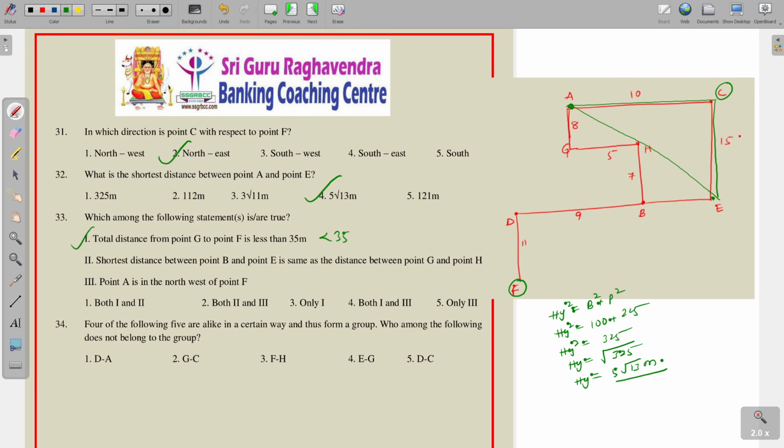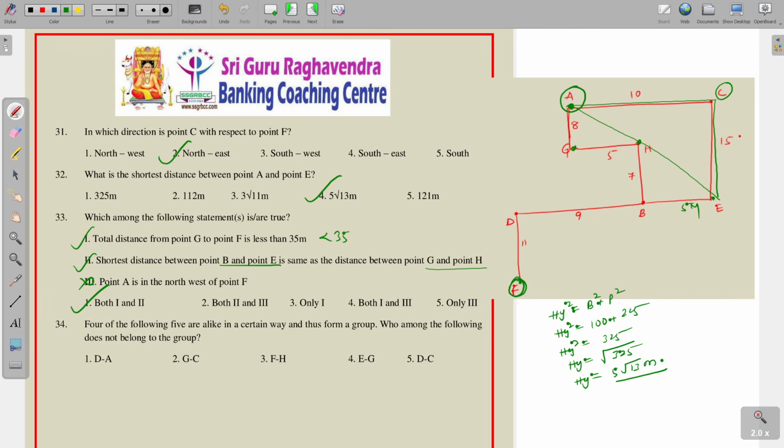And next, the shortest distance between point B and point E is the same as the distance between G and H. So between B and E, A to E is 10 meters, from here to here is 5 meters, so B to E is 5 meters, and G to H is also 5 meters. Both are equal. Point A is the northwest of point F. Actually, point F here, A here, A is the northeast of F, but not northwest of F. Only 1 and 2 are correct. Option 1 is the answer.